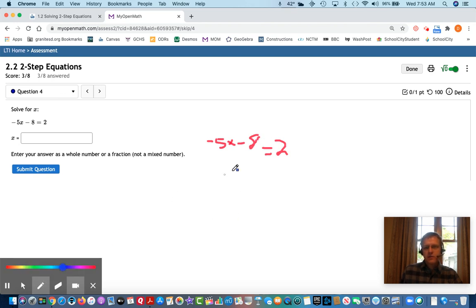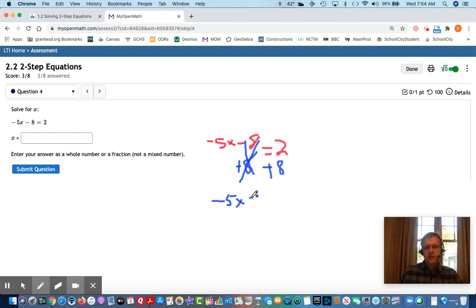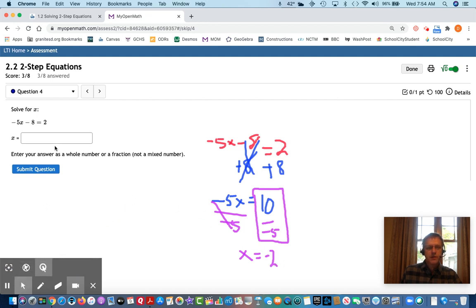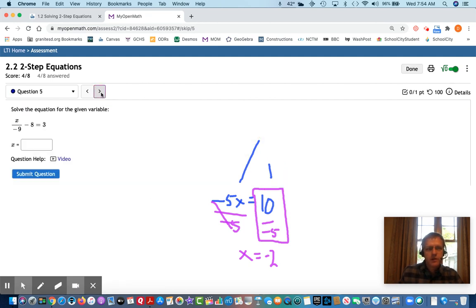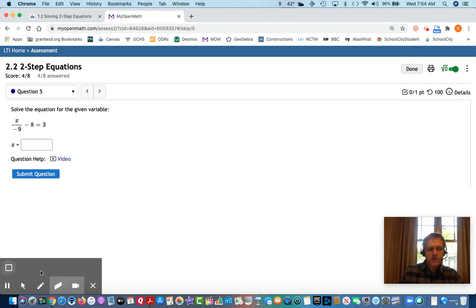So first thing we're going to do is add 8 to both sides. And so we have minus 5x is equal to 10. And then we're going to divide by negative 5. Oh, this one didn't come out to a fraction. Yours might. So if this part comes out to something that doesn't simplify well, that might just be your answer. Mine came out to negative 2. So do your best on that. If you can't figure it out, contact me. We'll help you.